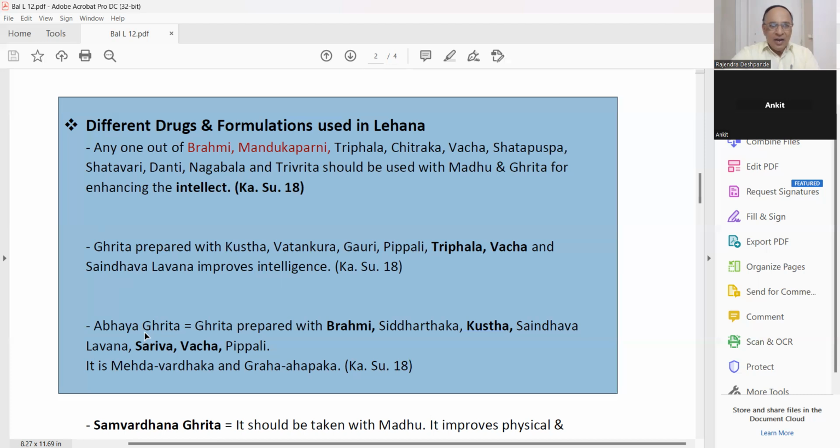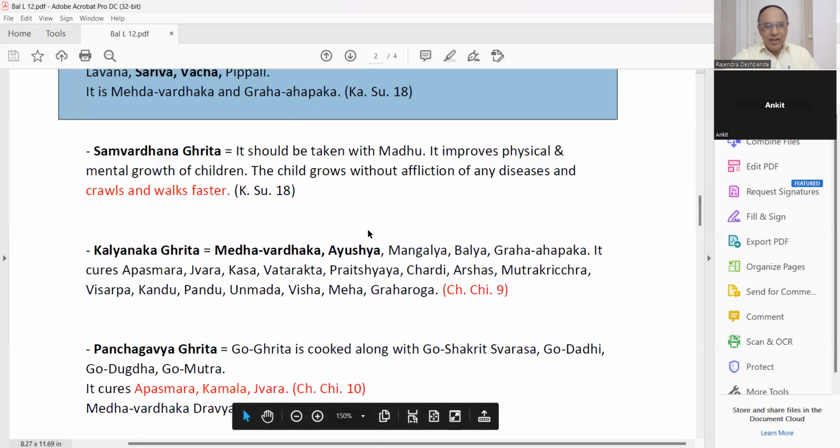Kashyap Sutrasthan. Then Abhaya Ghrita. Abhaya is Haritaki. Ghrita prepared from Brahmi, then Siddharthaka, Kushta, Saindhava Lavana, Sariva. Sariva is a blood purifier. Then Vacha, Saudhnya Prabodhana, and Pippali, lung tonic. It is also Medhavardhaka, brain tonic, and Graha Apakara. What is Graha Apakara, sir? That is trying to protect you from communicable and infectious diseases. That is the specialty. You can be prevented from tuberculosis, measles, diphtheria, rubella, mumps, chickenpox. All these infectious or communicable diseases can be prevented by using this Abhaya Ghrita.